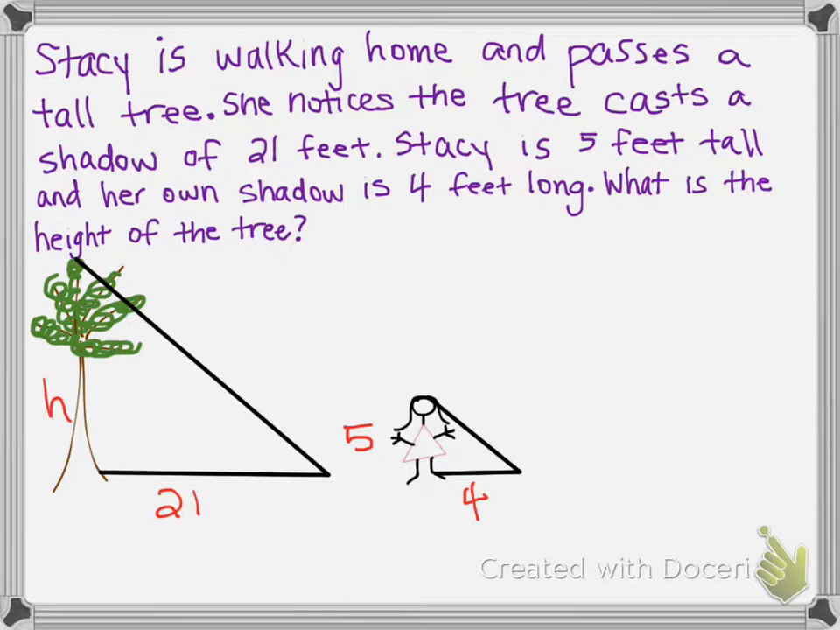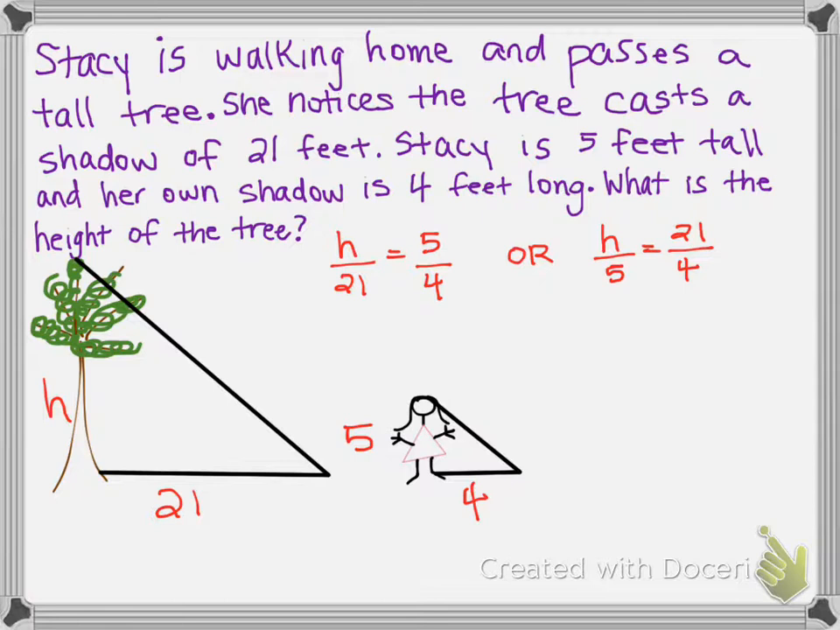And now I'm going to actually show you the two possible proportions that you could have made out of this. So you could have either put h over 21, which is all from one triangle, and then set it equal to 5 over 4. Notice that we set the height of the object on both times over the length of the shadow both times. Again, as long as you set them up in the same way, you're good.